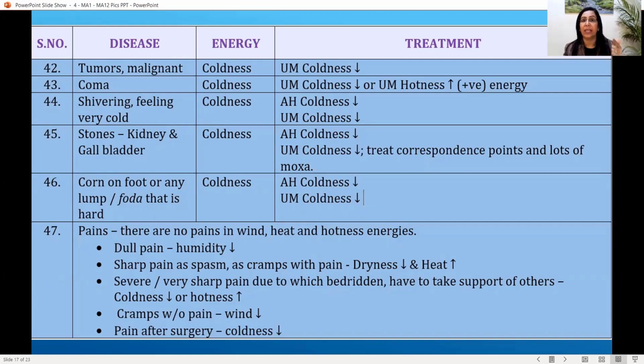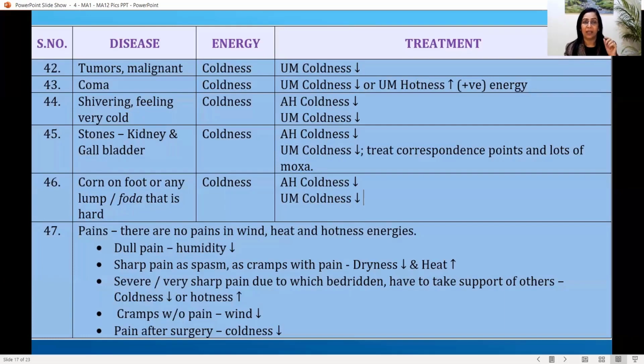So you can sedate coldness, and coldness sedation is sedating the kidney meridian, right? And for coma also, when a person loses consciousness, you can sedate coldness energy. But in this case, I want to tell you something. In some cases, it is better to do tonification rather than sedation.